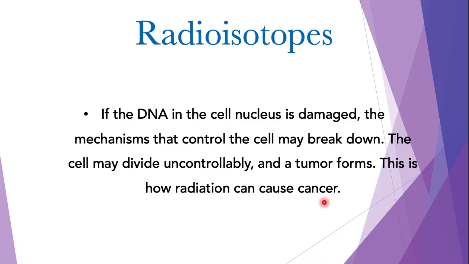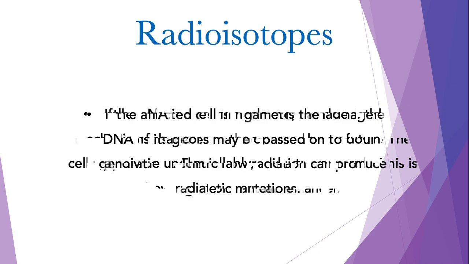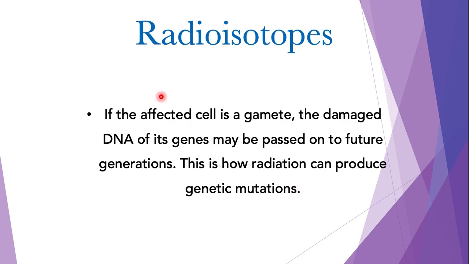Okay, the third way radiation can damage living cells is this. If the affected cell is a gamete, a sperm or an egg cell, the damaged DNA of its genes may be passed on to future generations. And so this is how radiation can produce genetic mutations. Occasionally, a mutation can be beneficial to the offspring, but more usually, it is harmful. A fertilized egg cell may not develop at all, or the baby may have some form of genetic disorder. So this is how radiation can produce genetic mutations.